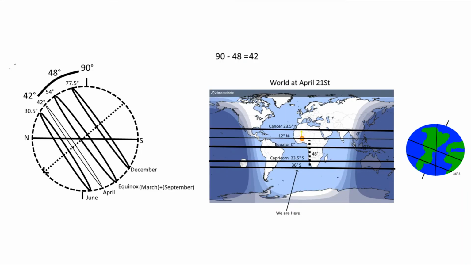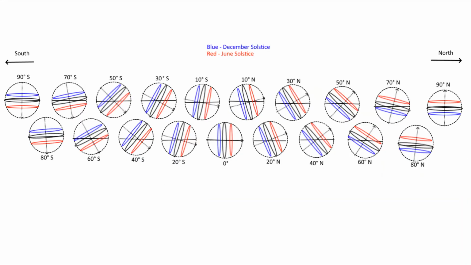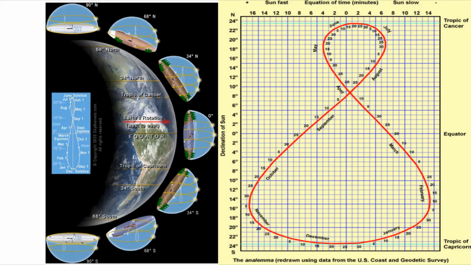So, those are the sun's paths and how the sun moves every day, how it changes from place to place, and how it changes throughout the year.